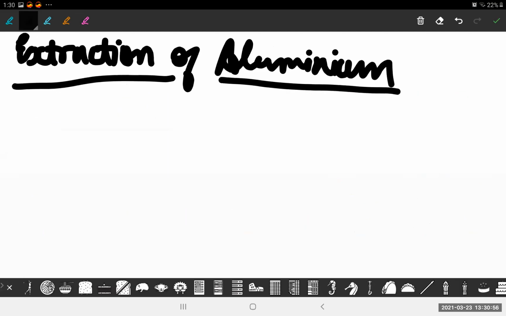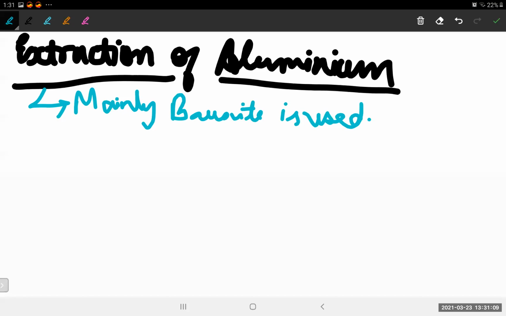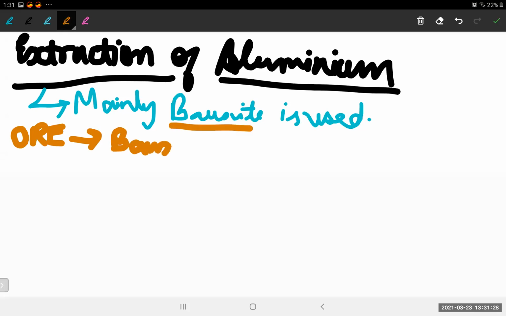So now we are moving on to the next topic, that is extraction of aluminium. So the first point to be noted is it is mainly bauxite which is used. Okay, mainly bauxite is used. Done. Then what is the process? What is the ore actually we are using? Okay, so let's look at the ore. We are using bauxite now. Yes or no? We are using bauxite. So write down bauxite.